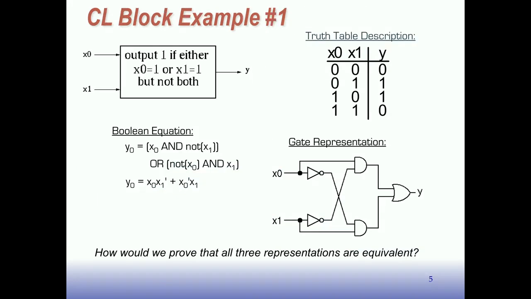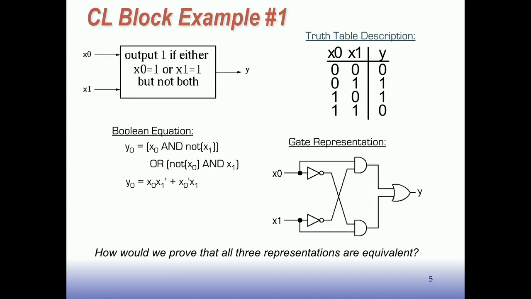Let's look at an example. Here's a simple example. Here's our combinational logic block. It has two inputs, x0 and x1, and one output, y. I have an English language description of the function here. The output is 1 if either x0 is a 1 or x1 is a 1, but not both. That describes the function in an English language form.